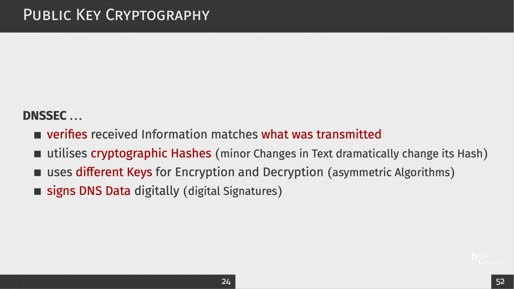Because it's an asymmetric algorithm, we have different keys that we use for encryption and for decryption. The key that is used for encryption is the one that you keep for yourself, and the key that is used for decryption is the one that is available on the public internet, which means in the public DNS. And when we sign the information in our DNS zones, we will keep these as digital signatures, and we will learn in the next couple of slides where they are stored and how this actually works.